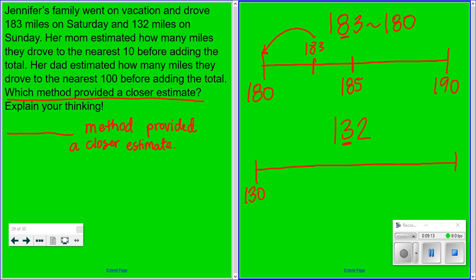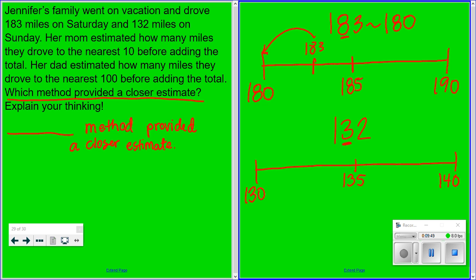What's going to be my end point? Autumn? 140, because I have a number line that is a distance of 10. What's my middle? My midway point? Liam? 145? Sorry, 35. 135.